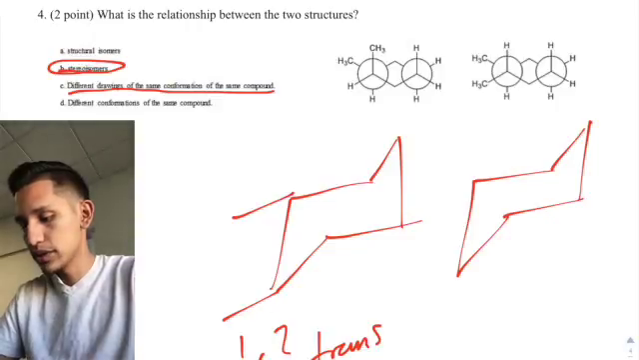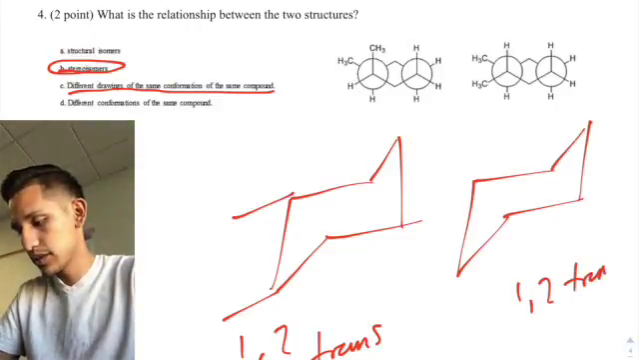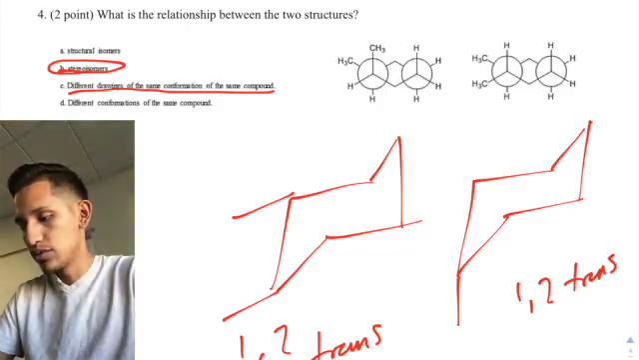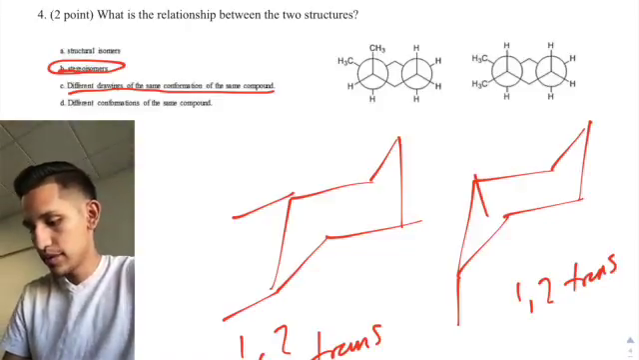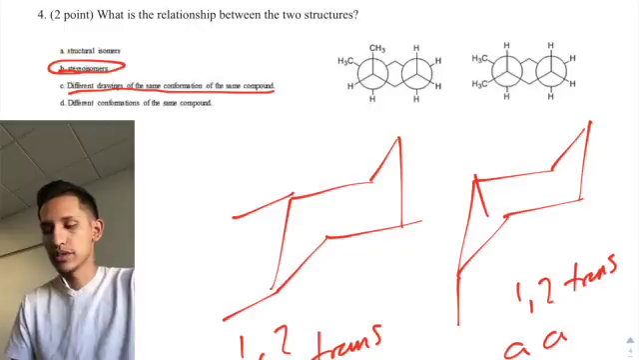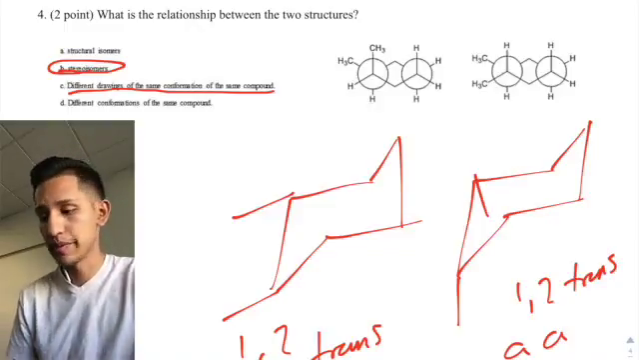So what we're going to do is still get the 1,2 trans, but we're going to get that this time by doing 1A, 2A. And so 1,2-AA is also trans. So these are the same compound, different conformations.